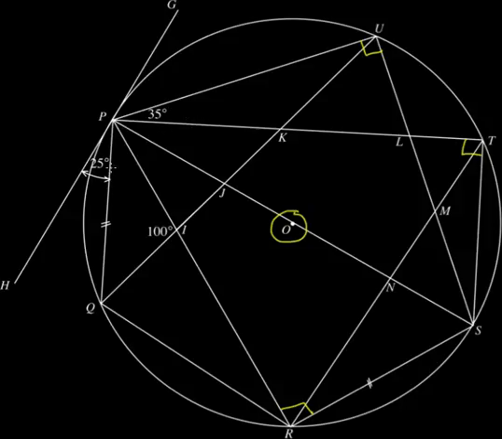What about the 25 degrees? Well, this comes from the alternate segment theorem, and the triangle that 25 comes from is here. So that must be 25, that corner. This is then the remainder of 90, which is 65.